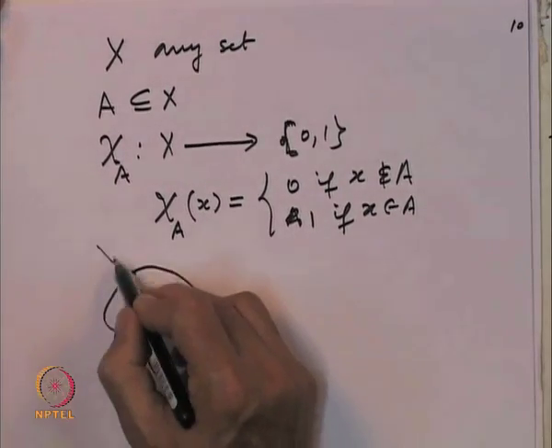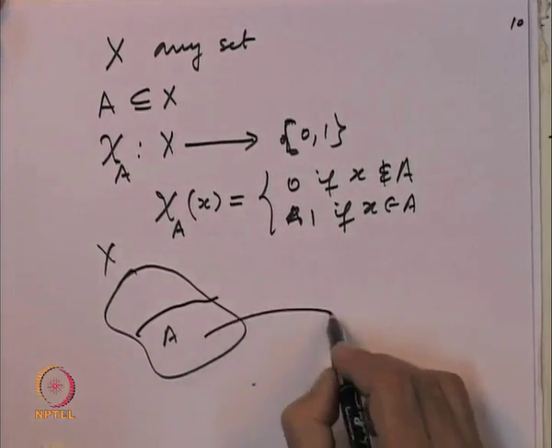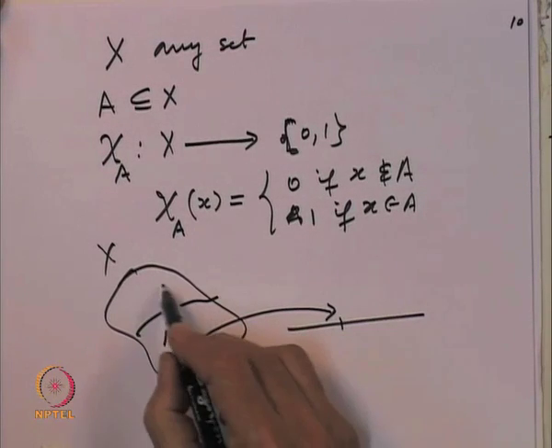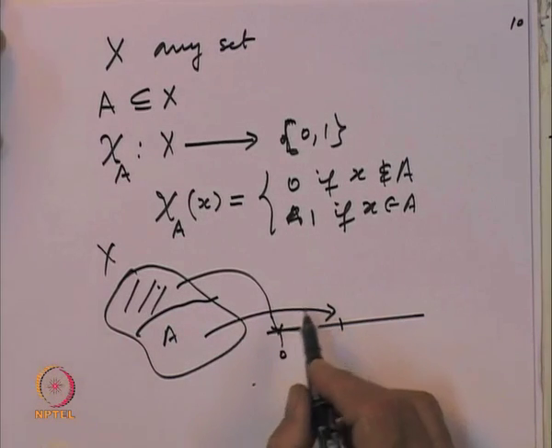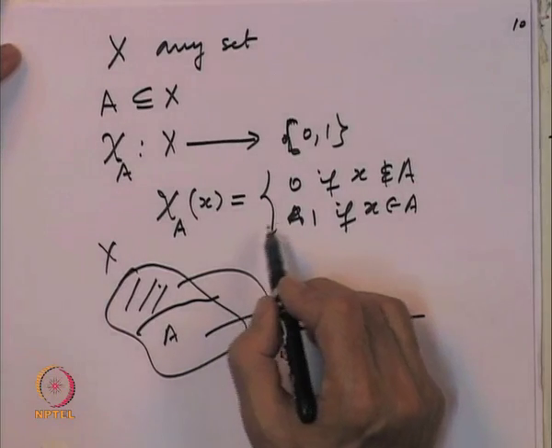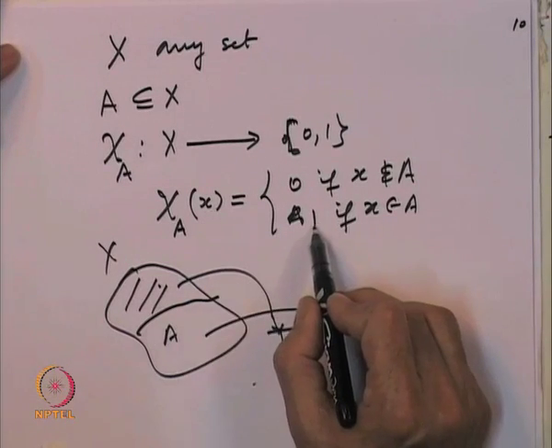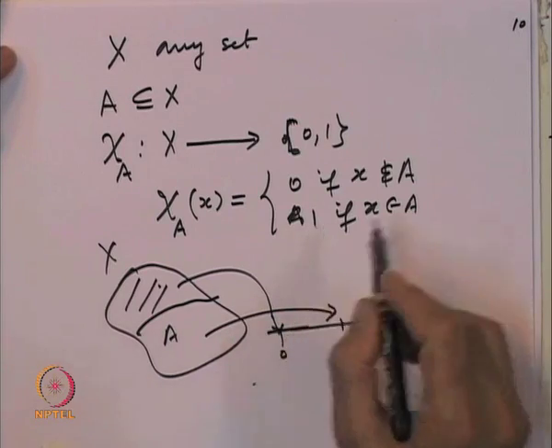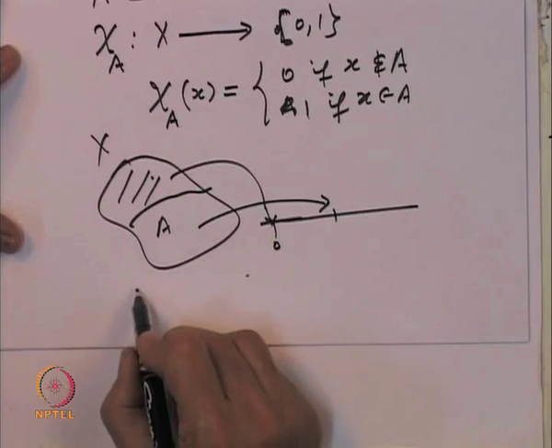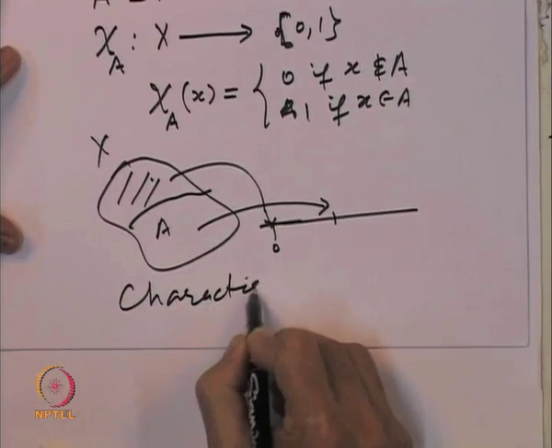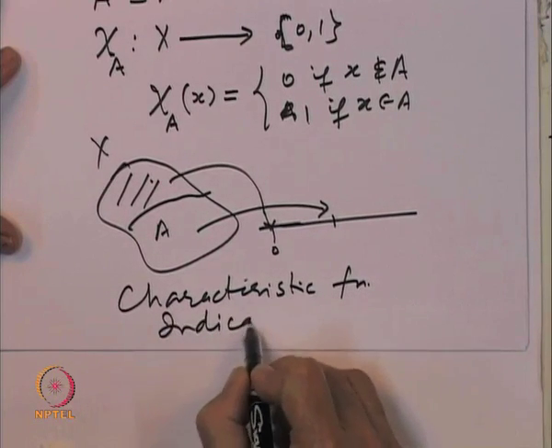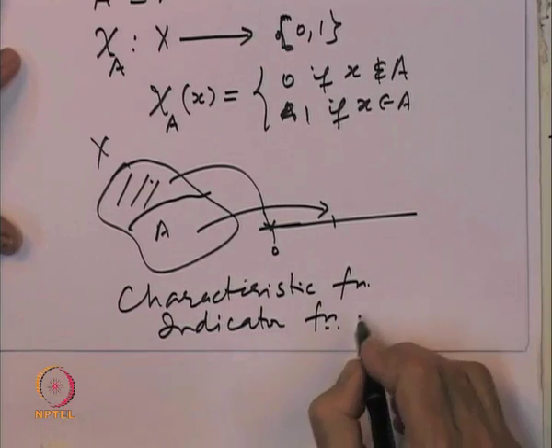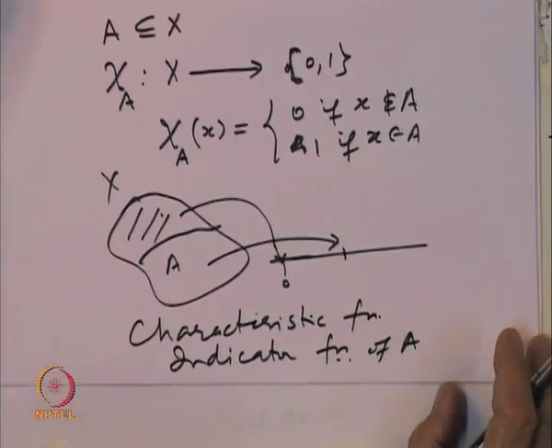So, here is the set X, here is the set A. So, on A it gives the value 1, and outside A it gives the value 0. So, it is a 2 valued function. It indicates, so the points where it takes the value 1 are exactly the points in the set A. So, this is called the characteristic function or the indicator function of the set A.